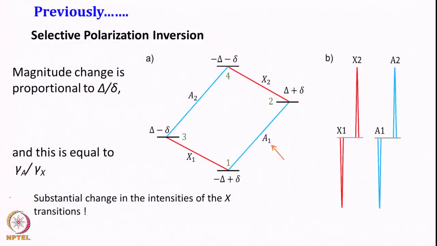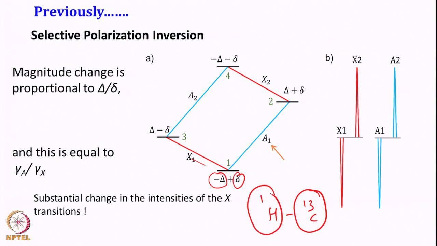So here what we discussed is that if two spins are coupled, say proton and carbon 13, then the energy levels for these two spins are something like this. Big delta is for proton and a small delta is for carbon 13. So two signals, A1 and A2 for proton, X1 and X2 for carbon. This is an insensitive nucleus coupled with a sensitive nucleus, and we want to increase the signal of the insensitive nucleus, which is 13C.